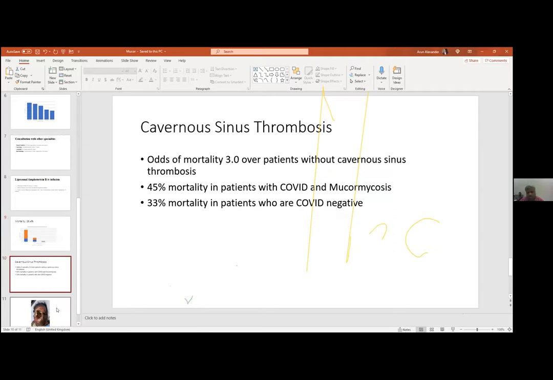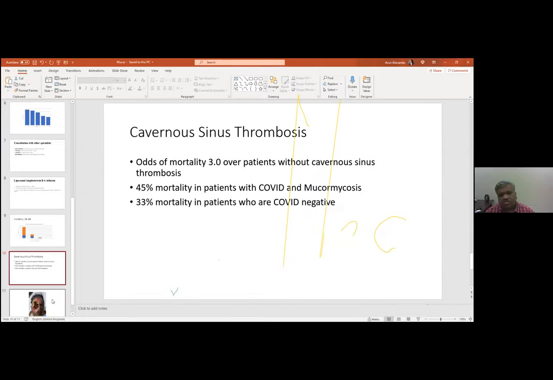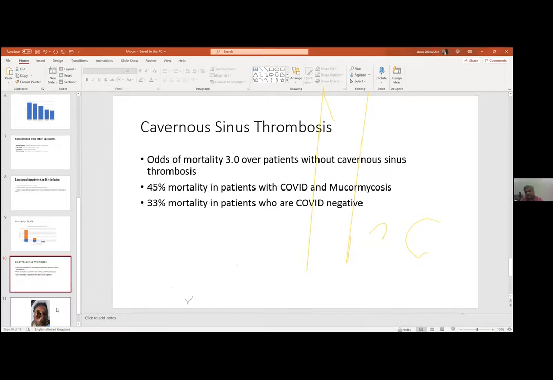Now, the only thing that we found of significance is patients with cavernous sinus thrombosis. The odds of mortality, the chance that you will die, is 3 times higher compared to those patients with mucormycosis without cavernous sinus thrombosis. And we also found that mortality was higher in patients with COVID with mucormycosis: mortality was 45%. If you are COVID negative, mortality was 33%.